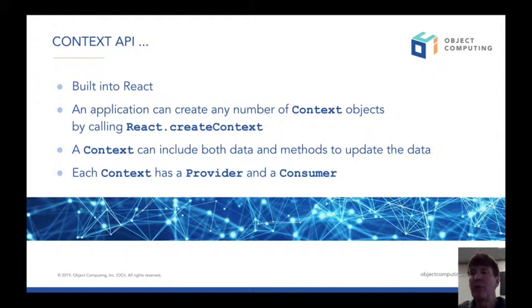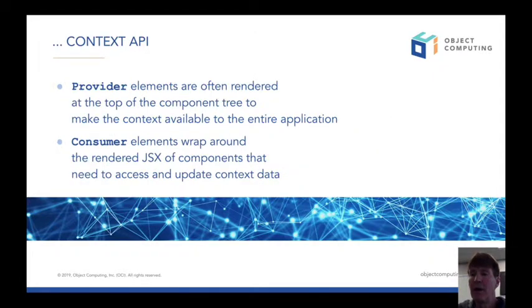Another state management approach is the Context API that is built into React. An application can create any number of context objects by calling the React.createContext function. A context can include both data and methods to update the data. Each context has a provider and a consumer. Provider elements are often rendered at the top of the component tree to make the context available to the entire application. Consumer elements wrap around the rendered JSX of components that need to access and update context data.